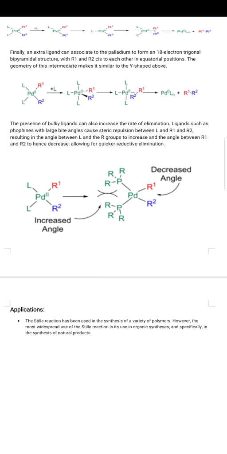The applications of the Stille coupling reaction are that this reaction has been used in the synthesis of a variety of polymers. However, the most widespread use of the Stille reaction is in organic synthesis and especially in the synthesis of natural products.